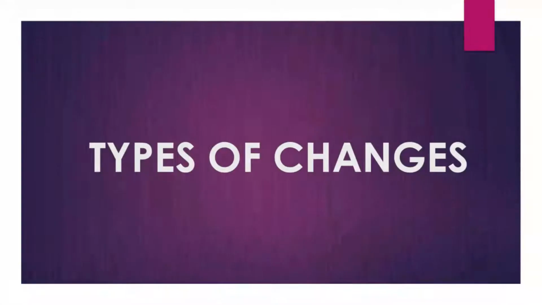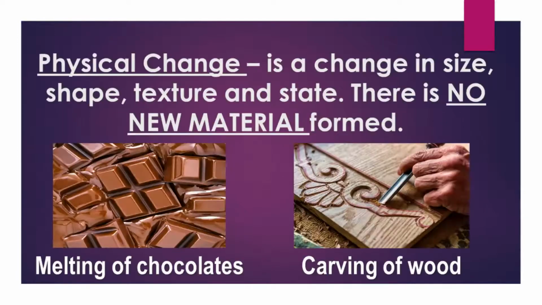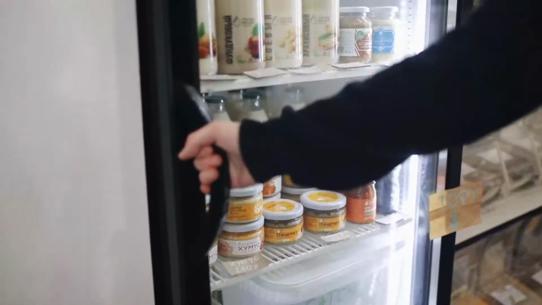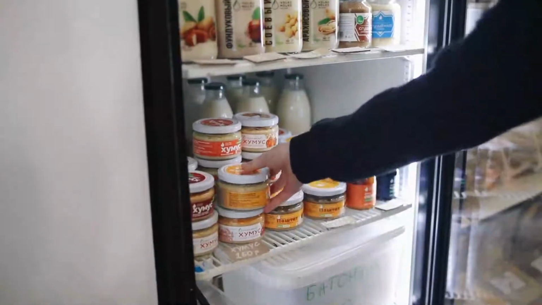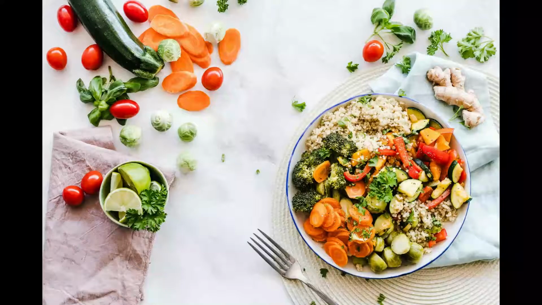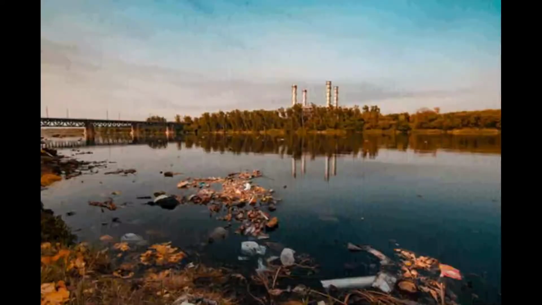Great! Last week, we also talked about the types of changes: physical change and chemical change. One of the factors that causes changes in materials is the temperature. Some food and medicines will undergo changes, causing them to spoil if they are not properly handled and stored in the right temperature. Changes in materials can also cause pollution in land, water, and air.